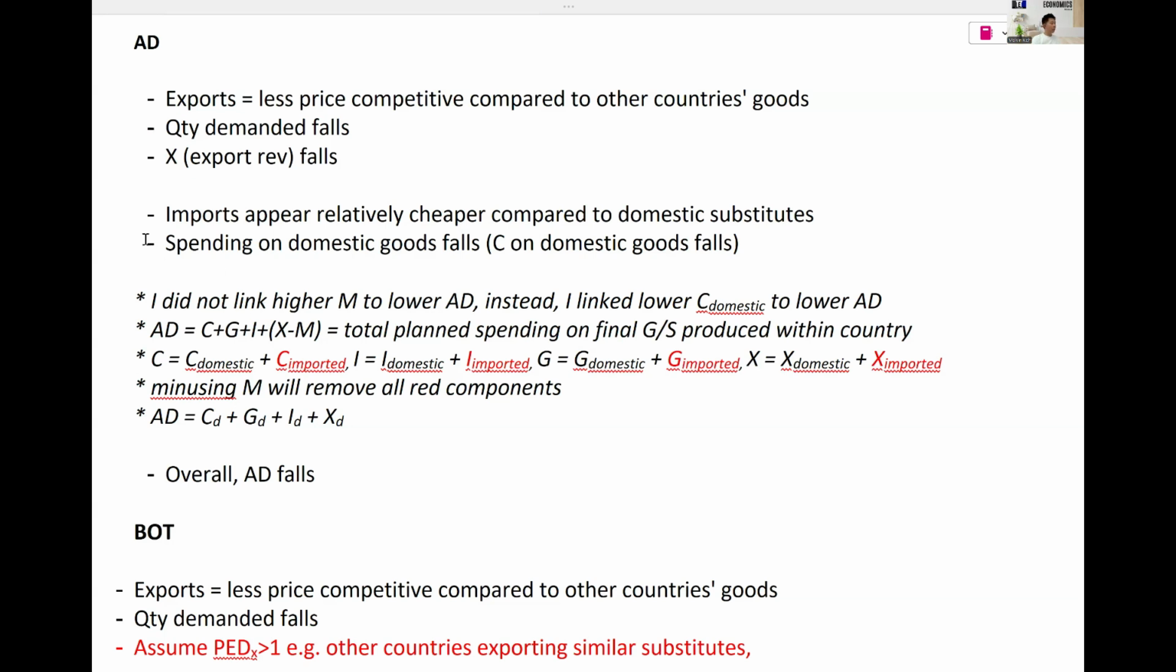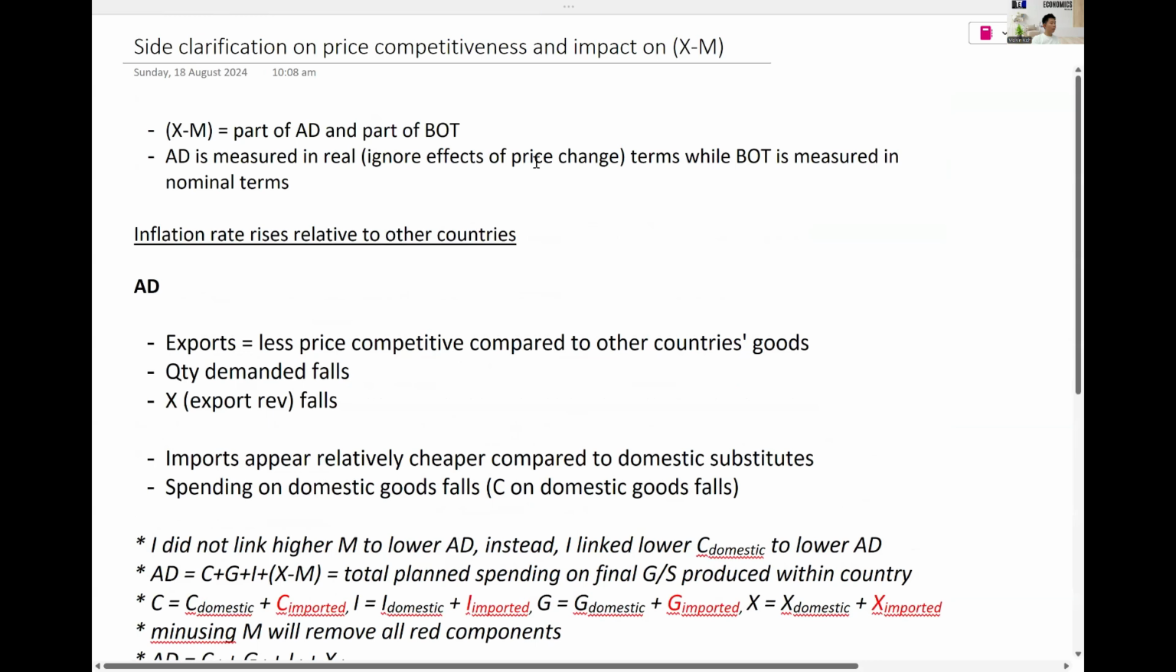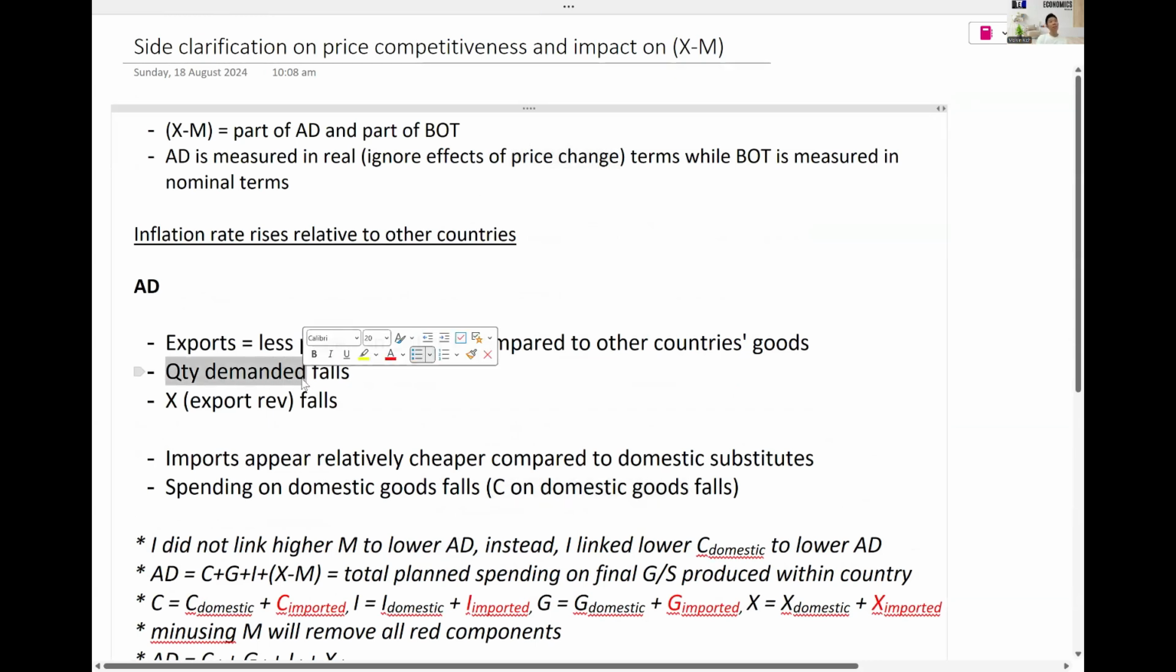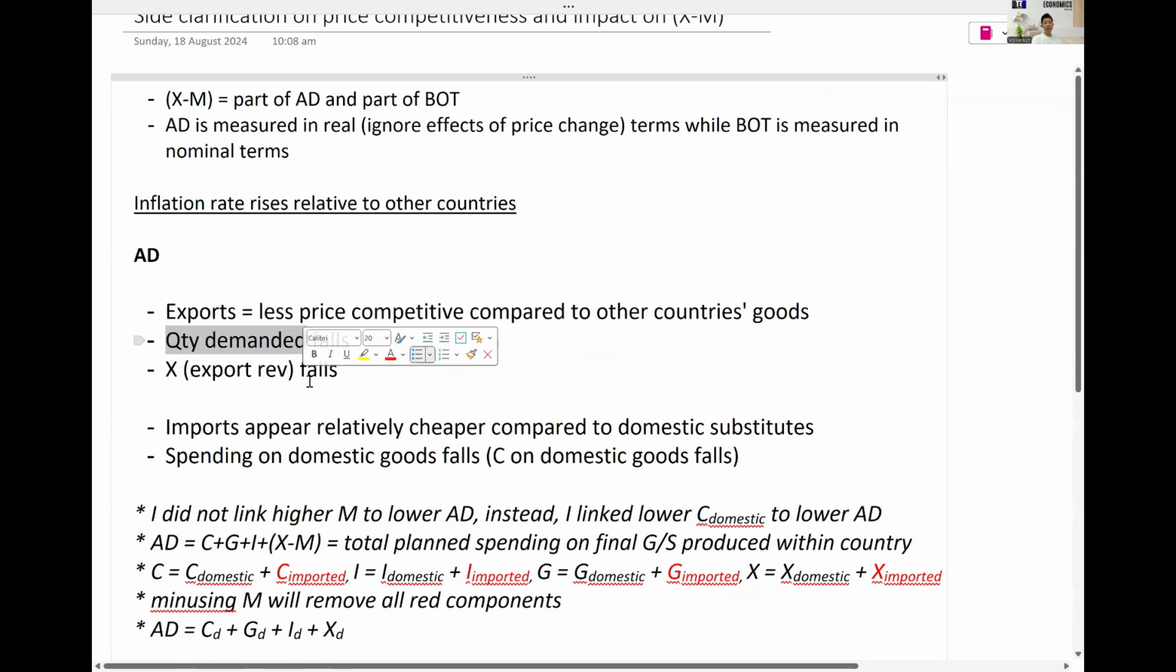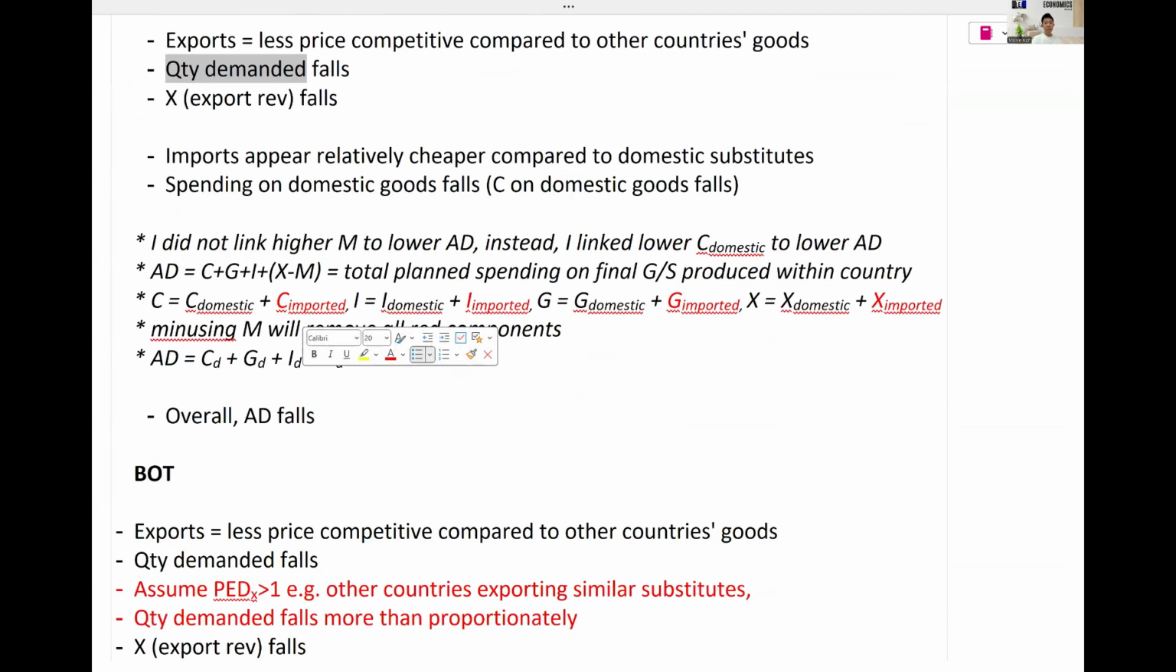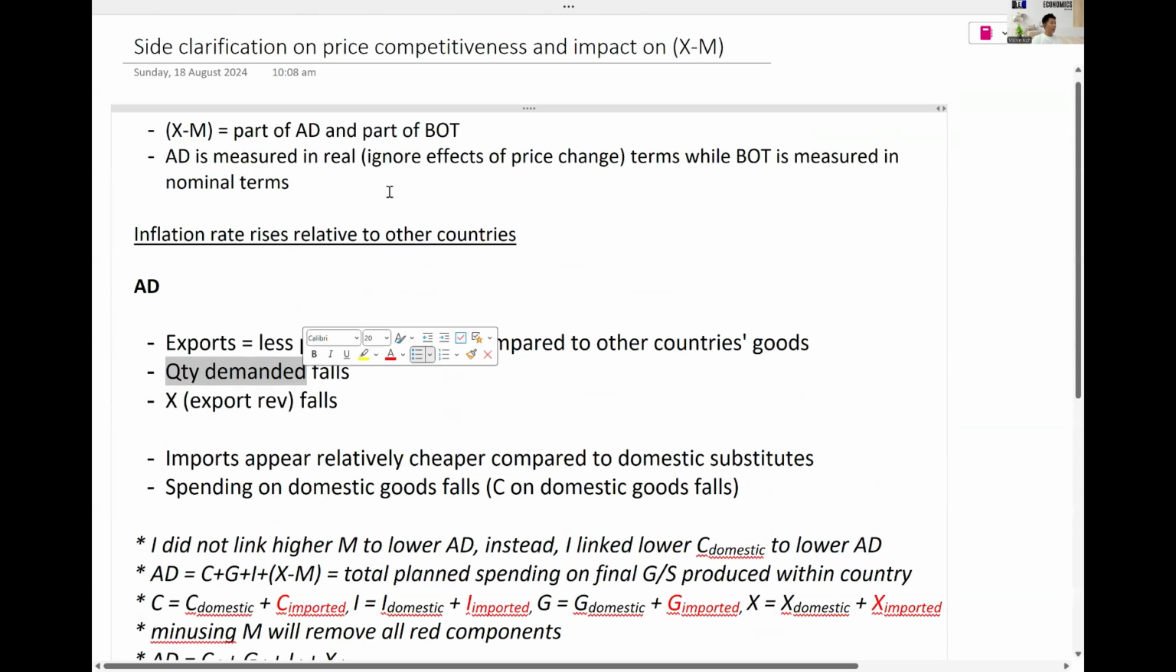Okay, so one of you asked, if we ignore effects of price change, why do we still talk about this? Because this is the correct language. You can't say demand for exports for. Okay, this is still the correct language. Okay. So AD is measured in real terms. You don't care about price effects. That's why here we don't have PED. PED is when price changes. Okay, what happens?